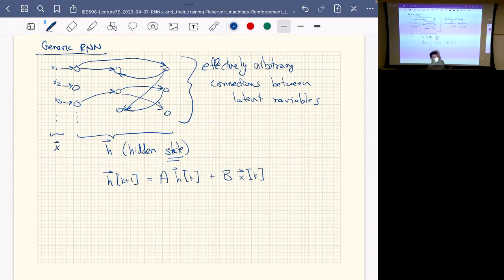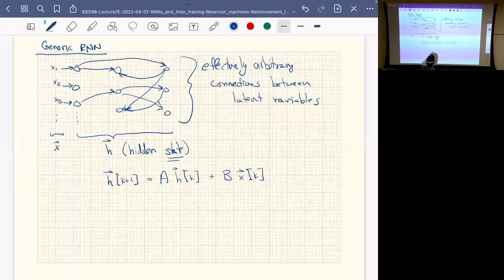Those of you who've taken a systems theory class or a controls class, this should start looking maybe familiar to you. It's the same sort of idea as state variable models for dynamical systems. The hidden states are the state variables for this system that we've created, and they evolve based on feedback from their current state as well as forcing functions from the input.